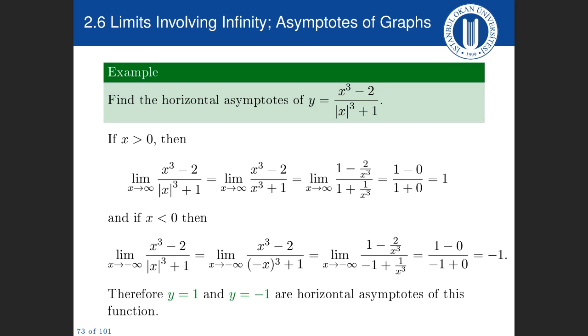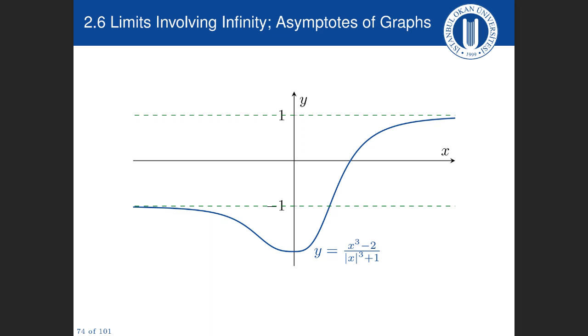That tells us that the horizontal lines y equal to 1 and y equal to minus 1 are horizontal asymptotes of this function. And I can show you a graph of this function. The limit as x tends to infinity of this function is equal to 1. The graph gets closer and closer and closer to the line y equal to 1. The limit as x tends to minus infinity of this function is equal to minus 1. The graph gets closer and closer to -1 as x tends to minus infinity.